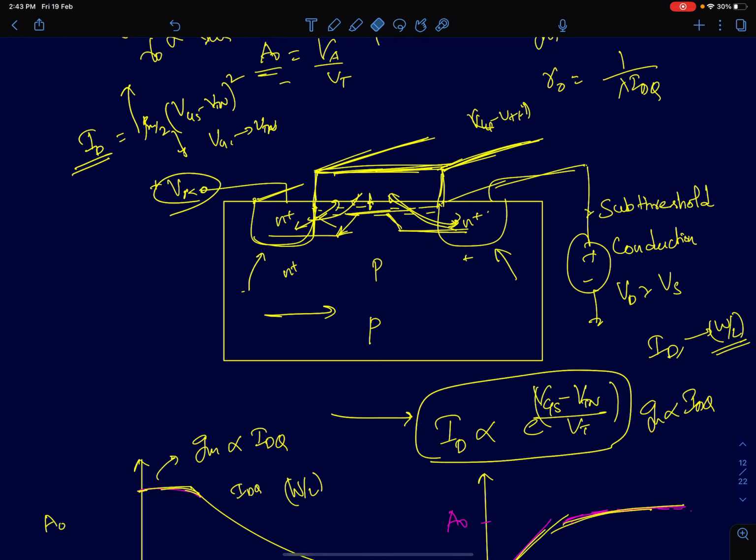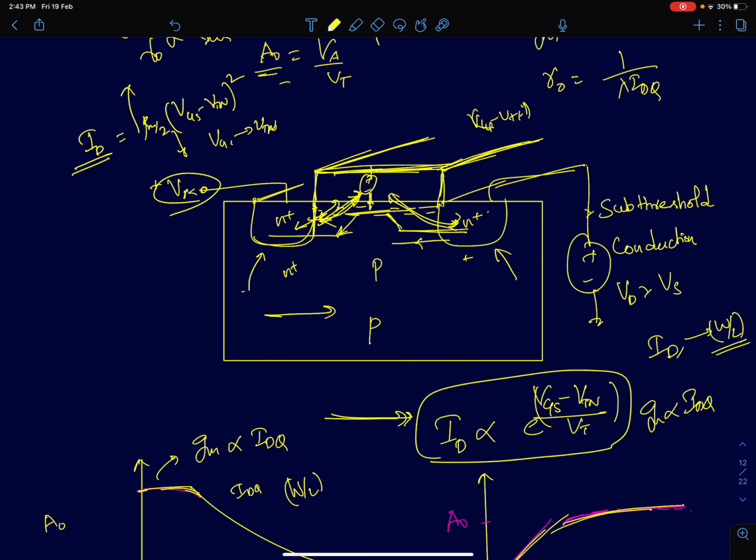So we can see that the collector current will then have an exponential dependence on the voltage across the PN junction, which happens to be VGS minus VTN. Okay, so we can see some voltage drops across the oxide and the remaining voltage falls across the surface to source terminal. I'm not going into the details. We can say it's proportional to e power VGS minus VTN by VT.